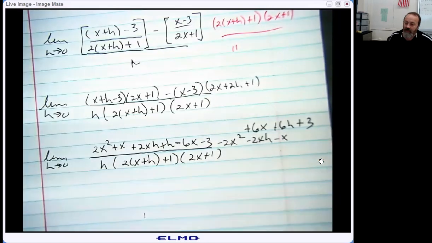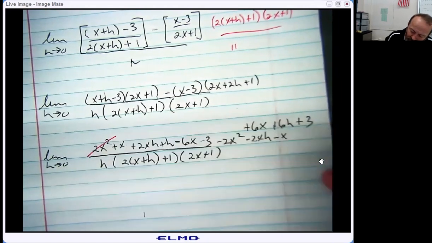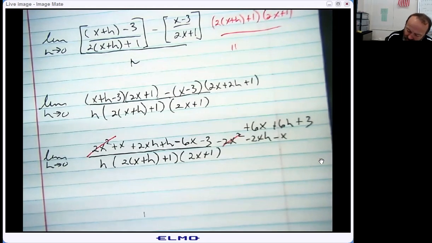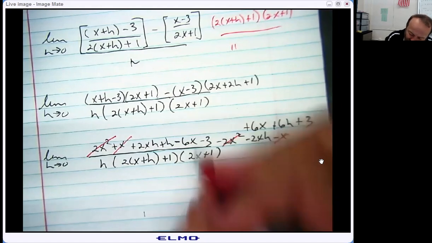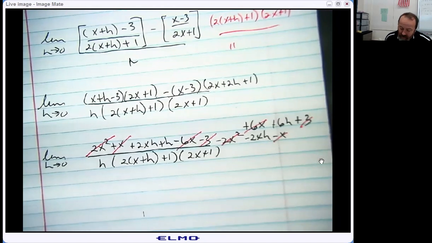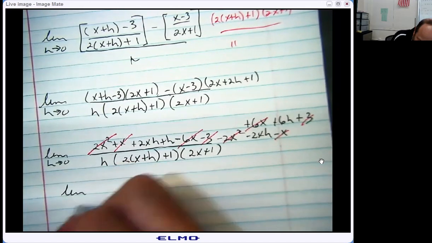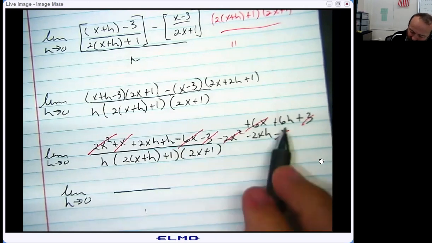Now, that's a big line of stuff with all sorts of bad stuff happening, but if we are doing well, lots of good things are going to happen. The 2x squareds are gone. The negative x's are gone. The 6x's are gone. The 3's are gone. Let's see, is there anything else that I can see that would be gone? Well, actually it kind of looks like that's all I have, isn't it? So let's see, what is left on top? Well, it looks like everything that I have left on top has an h in it.